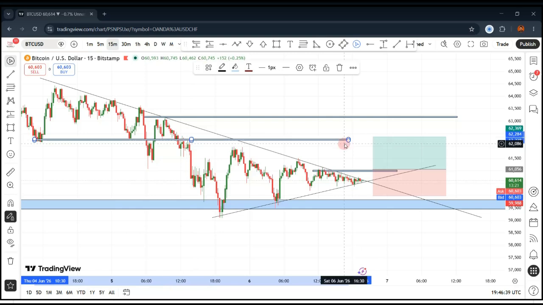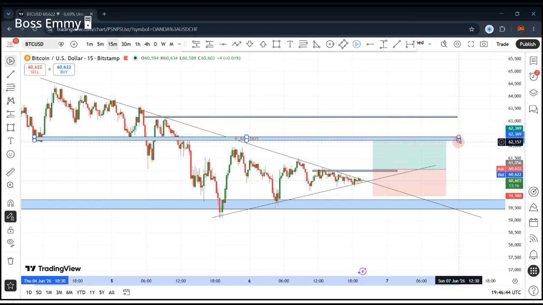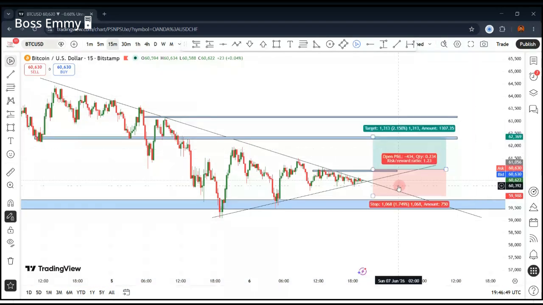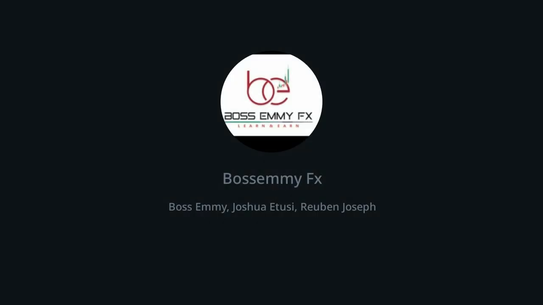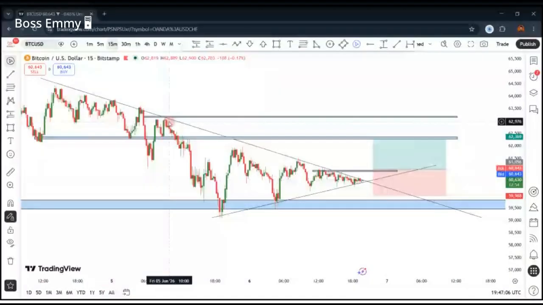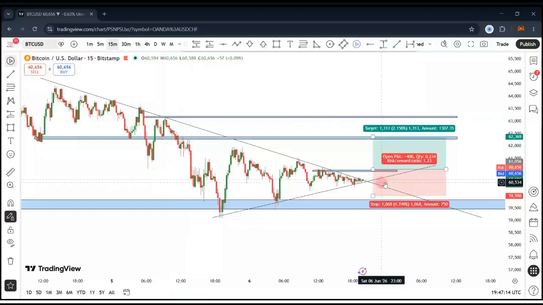And price could push to these points first. Price could push to this point before going to the upside. But why am I taking this resistance level? It's because whenever the market is going up, it always reacts or reverses from the resistance level, not the support level. That is why I am taking this to be my take profit.